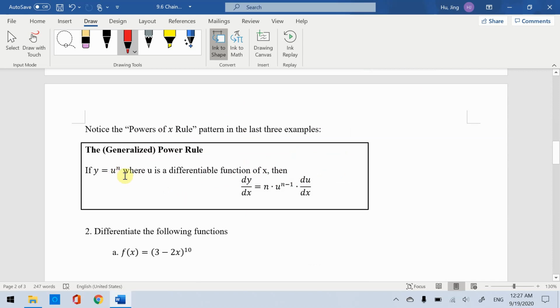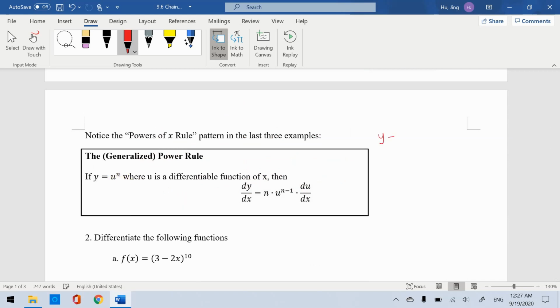Just now we know y equals x to the power n. We know y prime is n jump down, x to the n minus 1, so downgrade 1, right? Minus 1 in the power. But now it is u. So if y is u to the n power, y prime is n jump down, u to the n minus 1. Don't forget u prime, because u is a function of x.